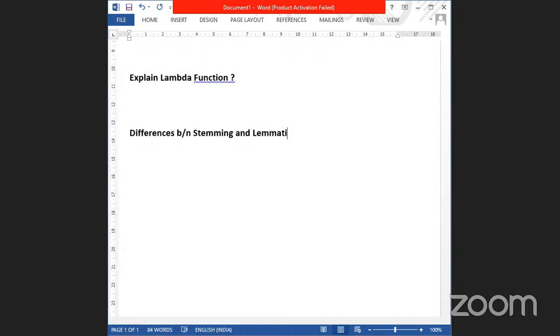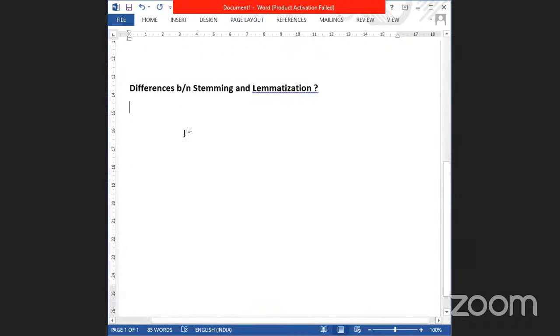Lemmatization. So this is your question. The next question is this. Please write it on chat. These are so important questions. I know this is the basic one, but these are so important. We will slowly move forward to the advanced level.